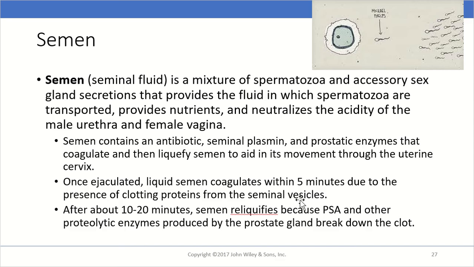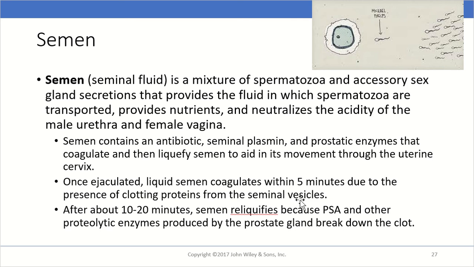Next, we have semen. Semen is also called seminal fluid. This is a mixture of spermatozoa as well as accessory sex gland secretions that's going to help to provide the fluids in which those spermatozoa are going to be transported. It also provides nutrients, and it neutralizes any acidity of the male urethra and the female vagina. So semen is going to contain an antibiotic as well as seminalplasmin, as well as a prostatic enzyme that's going to help to coagulate and then liquefy semen in order to aid its movement through the uterine cervix.